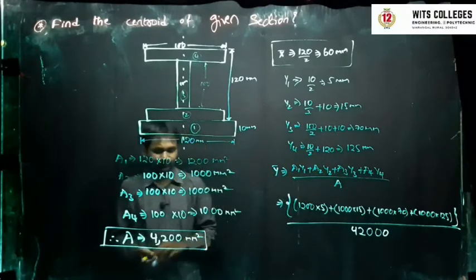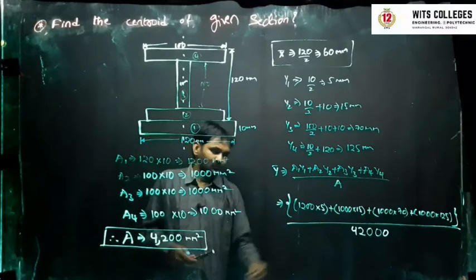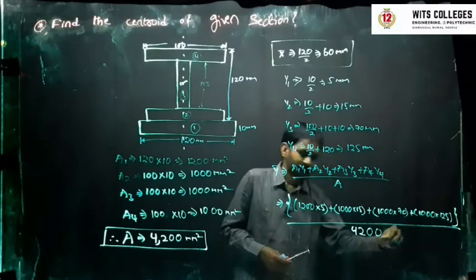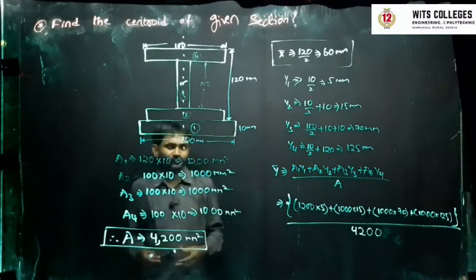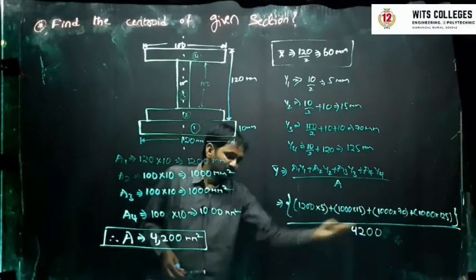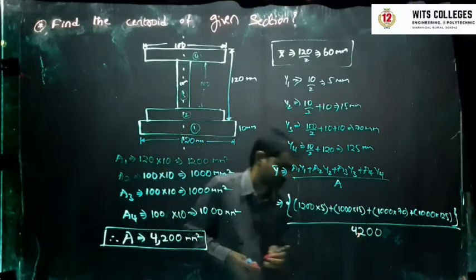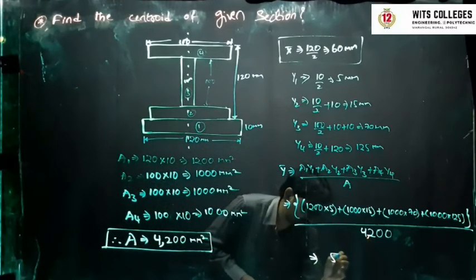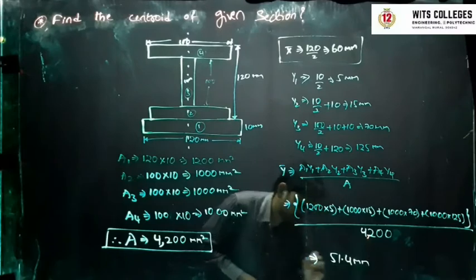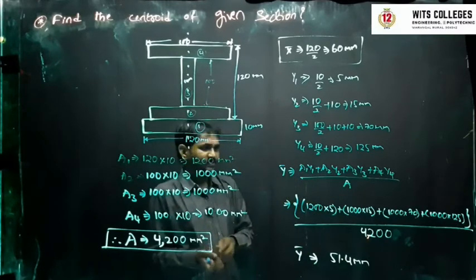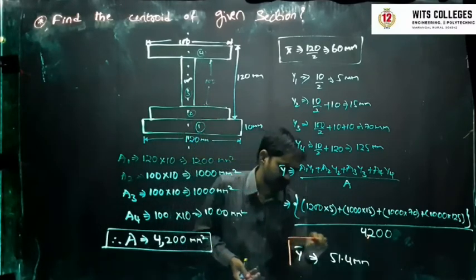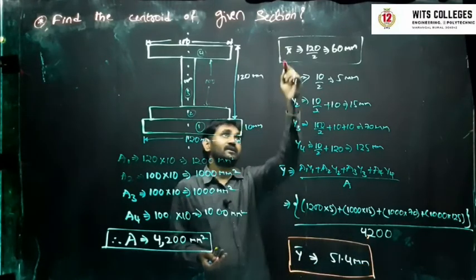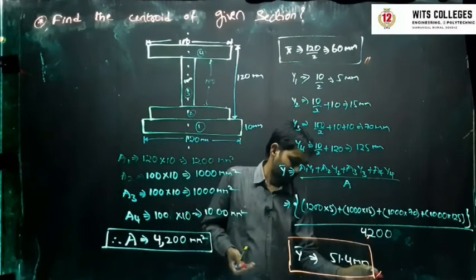42,000 mm square, 4,200. Because 1000, 3000, 4200. Sorry, it is 4200. You can do it in your calculators also. This is 51.4 mm. This is y bar. So the value will be like this. So this is my x bar, this is my y bar.